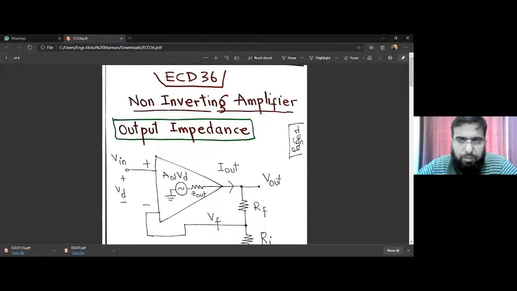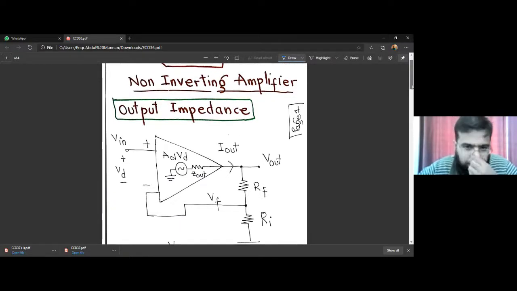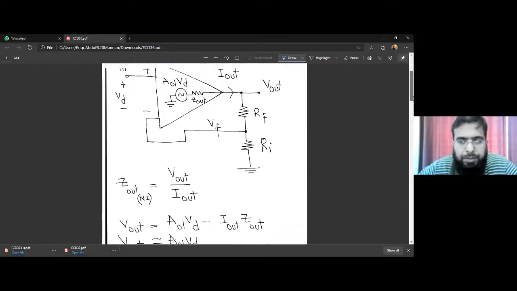With the sixth lecture. In this lecture, we'll study the output impedance of the non-inverting amplifier. In the last lecture, we studied the input impedance for the same amplifier, the non-inverting amplifier using an op-amp.